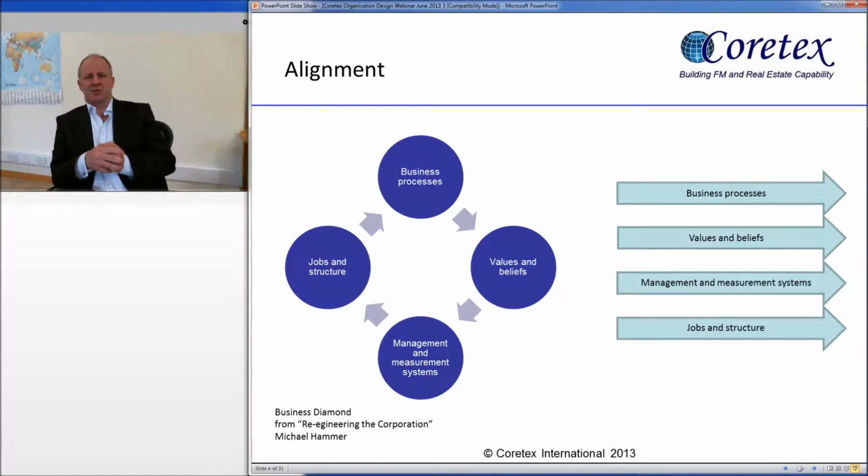The design is about trying to align the processes, the values and beliefs, the management and measurement systems, and indeed the way that the organization rewards itself. So if as we go through there are some areas that we focus on more than others, for example the structure, that's because we felt that was most relevant to get across some value in the discussion today.